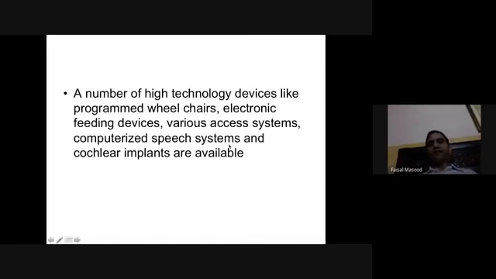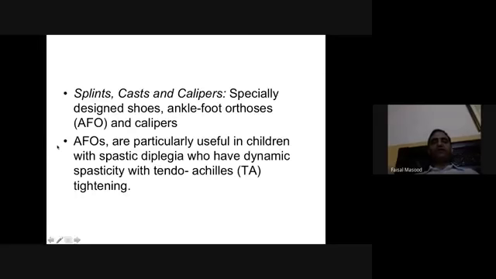A number of high technology vehicles and devices like programmed wheelchairs, electronic feeding devices, various systems, computerized speech systems, cochlear implants are now available which help the child. Then, as a physiotherapist, you must be able to apply splints, casts, calipers. You can refer for these to an orthopedic surgeon. Specially designed shoes, AFOs, and calipers. They help the child to go for normal or near normal activity. AFOs are particularly useful in children with spastic diplegia who have dynamic spasticity with tendo-Achilles tightening.